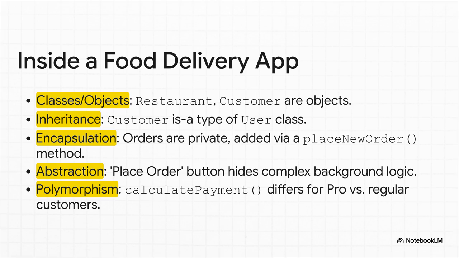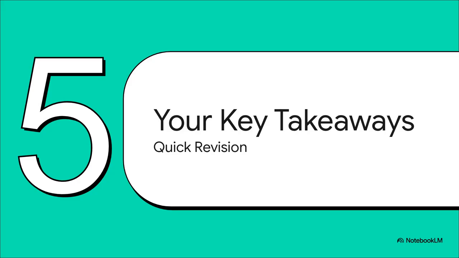Your list of past orders is kept private. You can only add a new one by using the Place New Order method. Boom, that's encapsulation. When you tap that big Place Order button, you don't see all the crazy logistics happening in the background. That's abstraction doing its job. And finally, maybe the app's calculate payment method works one way for a regular customer and another way for a pro customer, using the same command. And there's your polymorphism.